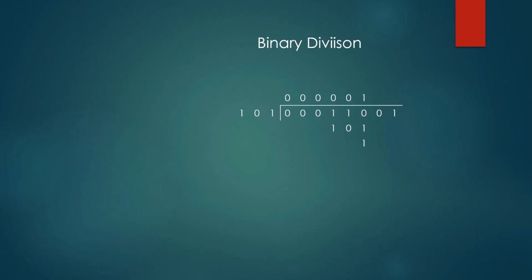So here we have formed the value 6, represented by this binary string that is larger than 5, and so we can put a 1 into the quotient instead of a 0, and we can subtract the divisor from our partial dividend, giving a remainder of 1.